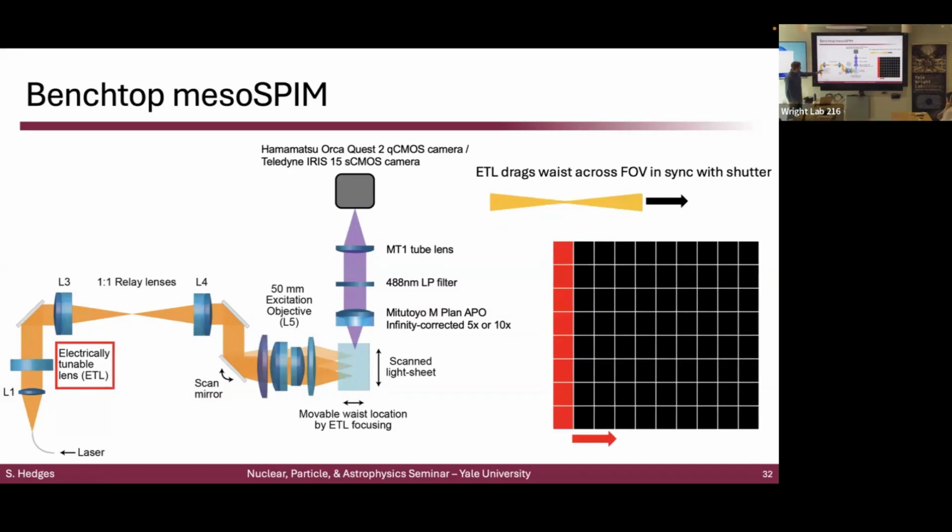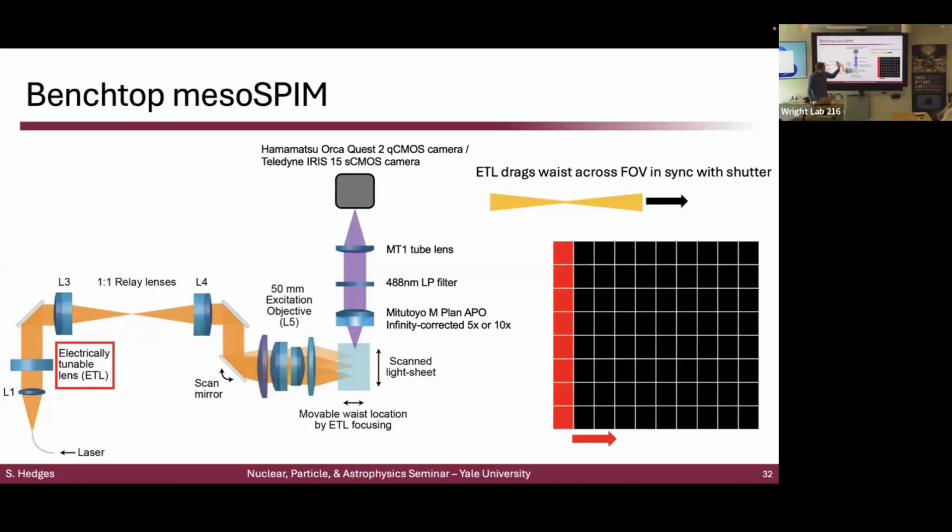We then have this electrically tunable lens, and what that can do is drag the beam waist left and right across the field of view of our camera. The trick behind how all this works is that the camera also has a rolling shutter. So you're only exposing the column of pixels that you currently have the waist centered over. That way you're getting the highest signal to noise ratio and also the best axial resolution.